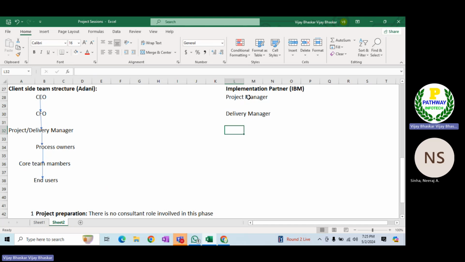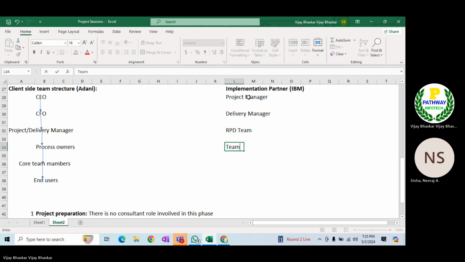Then under the delivery manager, there is a team lead, no, not team lead. There is a separate team, the rapid action team, the RAT team will be there. I'll explain each and everything. Don't worry.